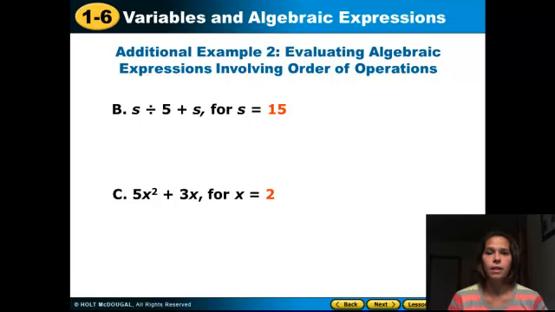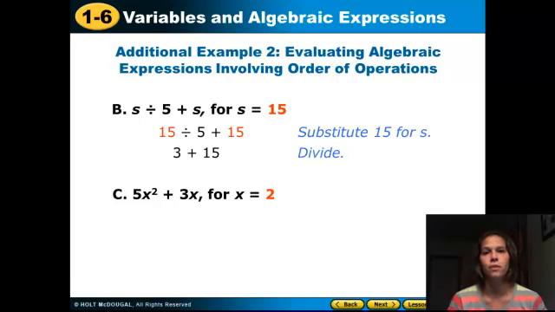Again, for these examples, let's follow order of operations. For example B, s divided by 5 plus s, for s equal 15. I have s occurring more than once in my expression. Each time it occurs, I'm going to substitute 15 in for that variable. So now my expression looks like 15 divided by 5 plus 15. Following order of operations, let's divide first. 15 divided by 5 is 3, and add last. 3 plus 15 is 18.